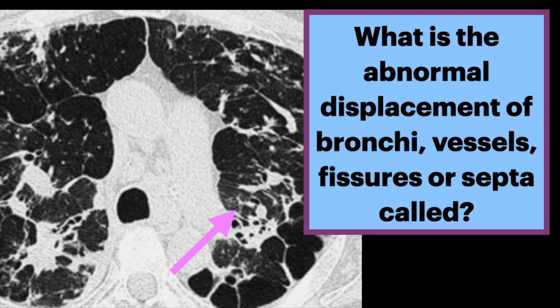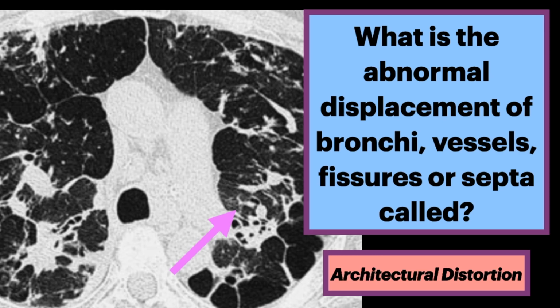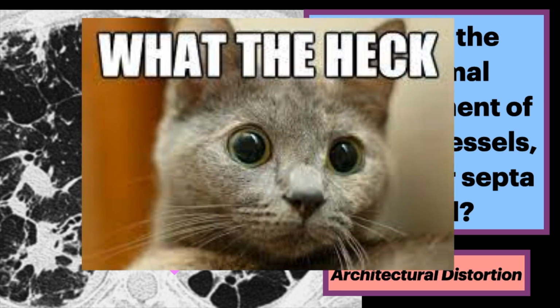What is the abnormal displacement of bronchi, vessels, fissures, or septate called? On this axial CT, we see that the lung anatomy has a distorted appearance, and it's accompanied by volume loss. The answer is architectural distortion. Now, what the heck is architectural distortion?